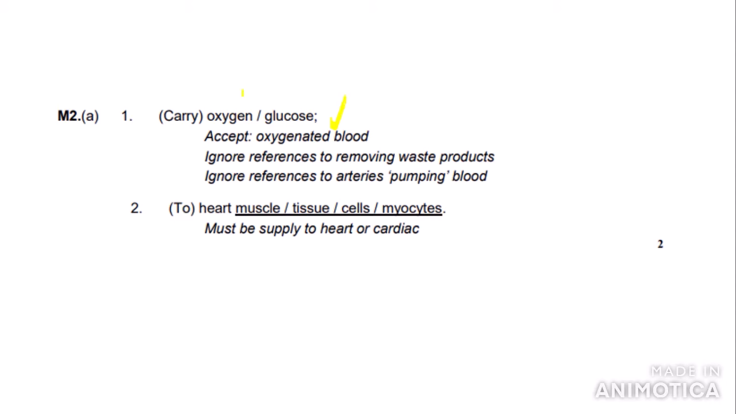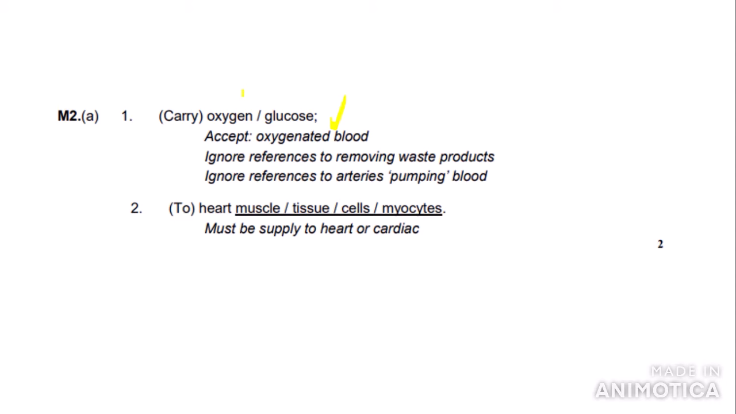So it says accept oxygenated blood as this contains oxygen, so you can get the mark if you wrote that. But it says ignore references to removing waste products and ignore references to arteries pumping blood, as these aren't relevant to the function of the coronary artery. So if you put any of those, you don't get the mark for that marking point.